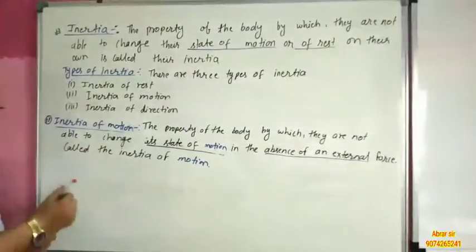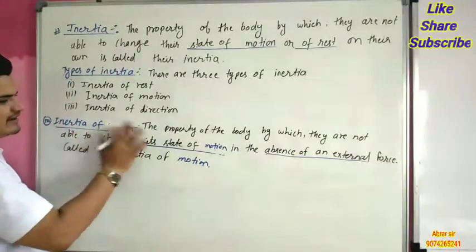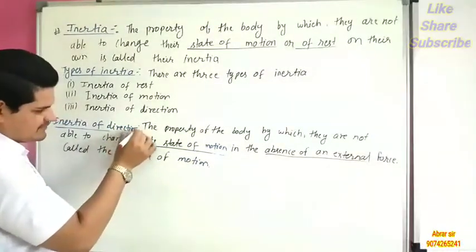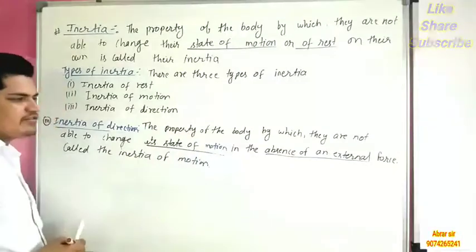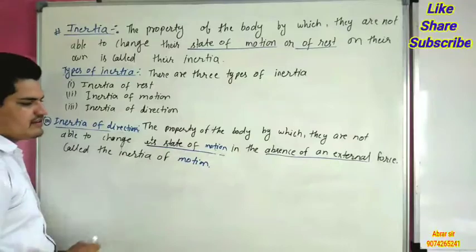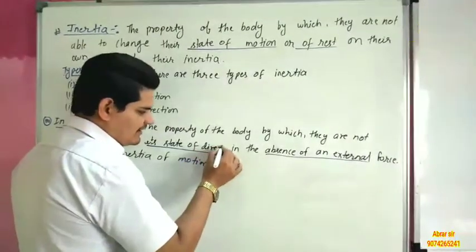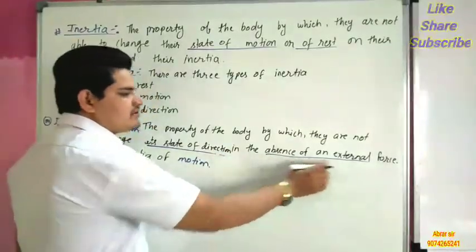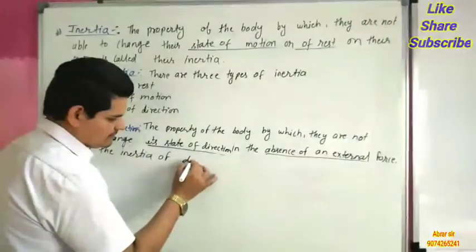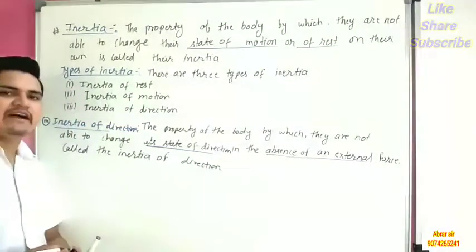Third, inertia of direction. It is the property of the body by which it is not able to change its state of direction in the absence of an external force. This is called inertia of direction.